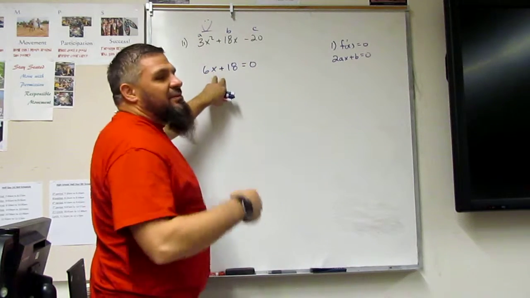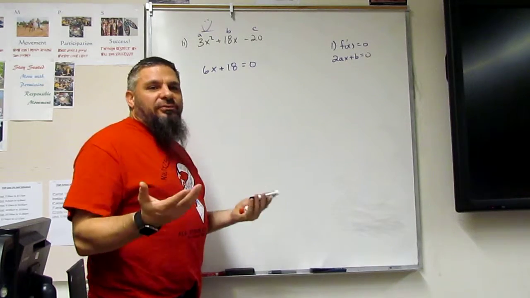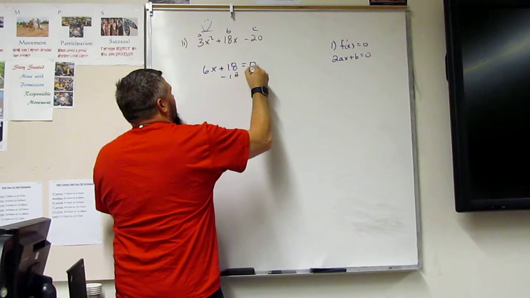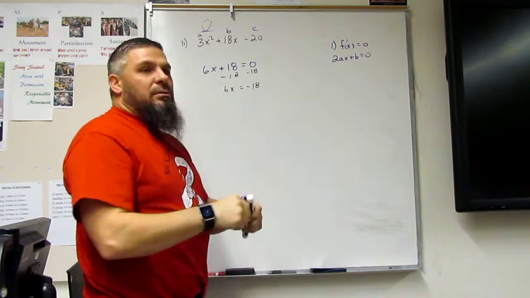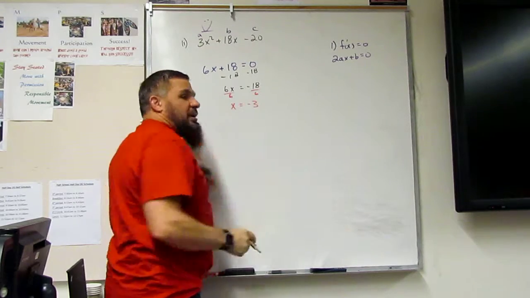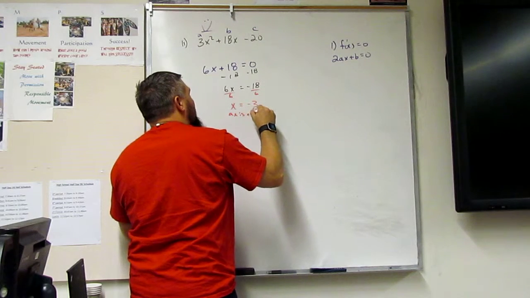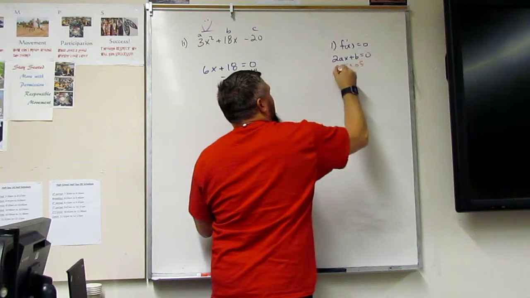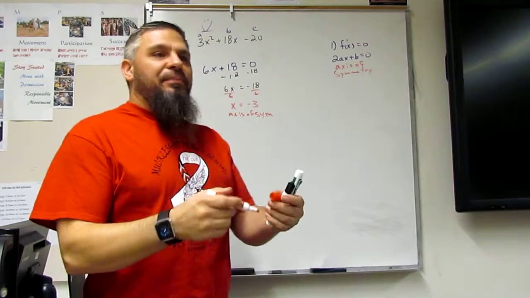So here it is. And now it's back to Algebra 1. Solving. Subtract 18: 6x equals negative 18. Divide by 6, x equals negative 3. And that's my axis of symmetry. That's the first step.